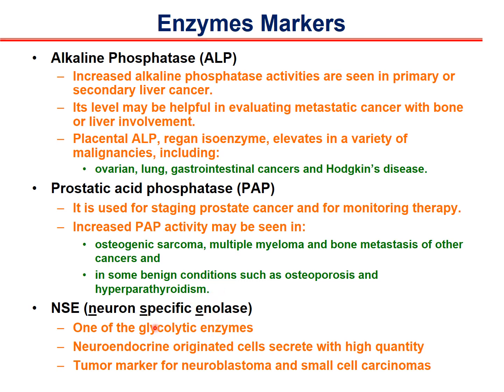Neuron-specific enolase, one of the glycolytic enzymes, is secreted in high quantity by neuroendocrine-originated cells. It is a tumor marker for neuroblastoma and small cell carcinomas.